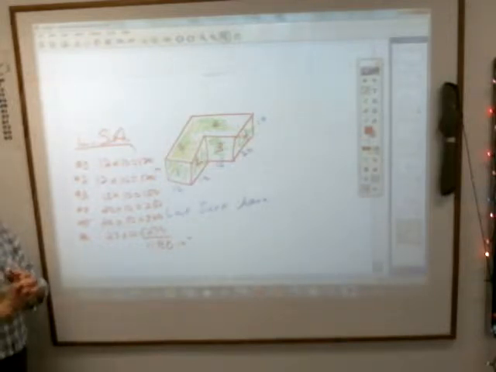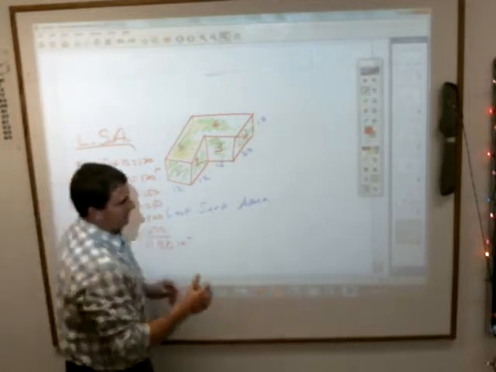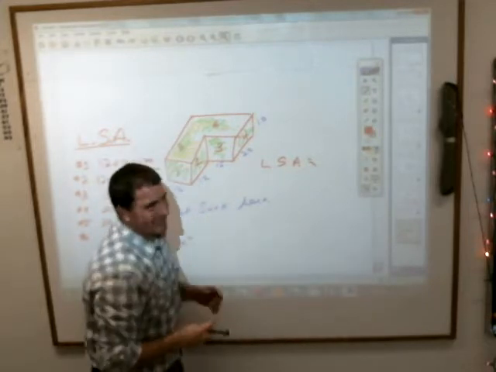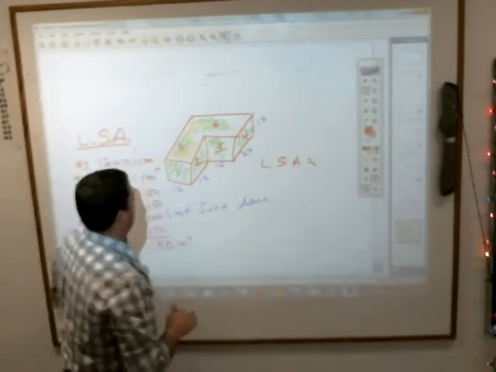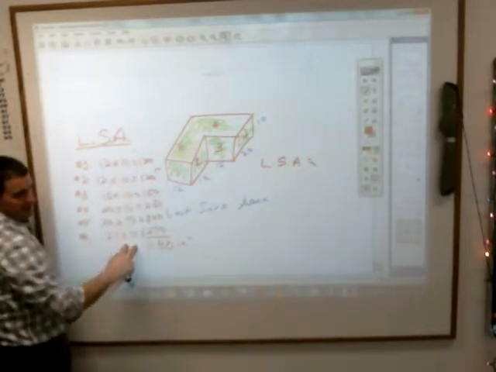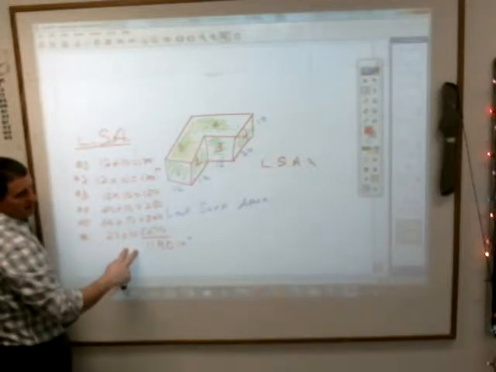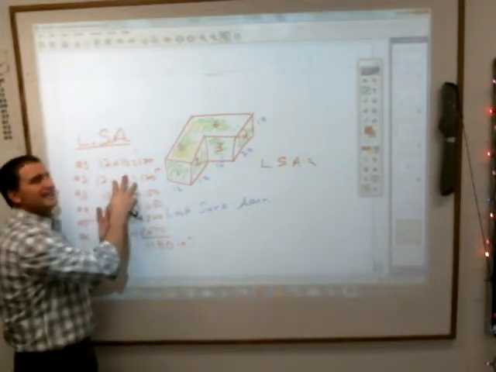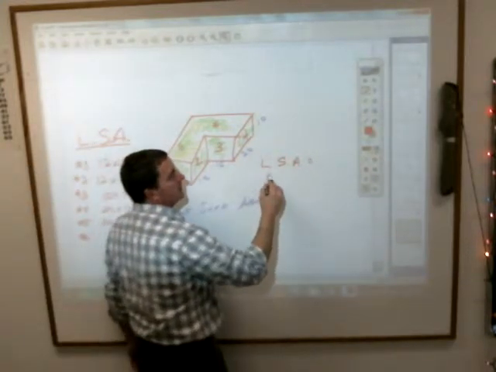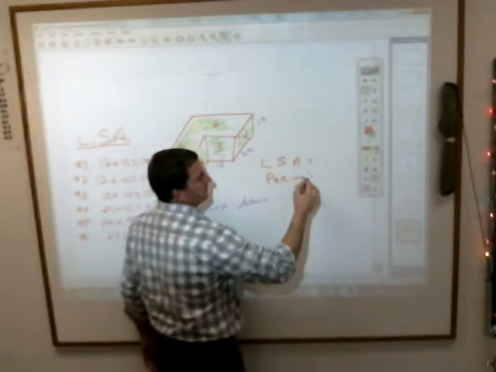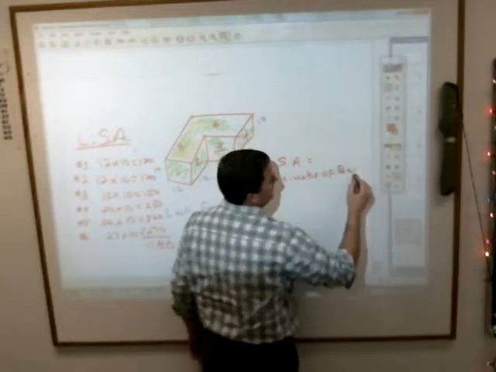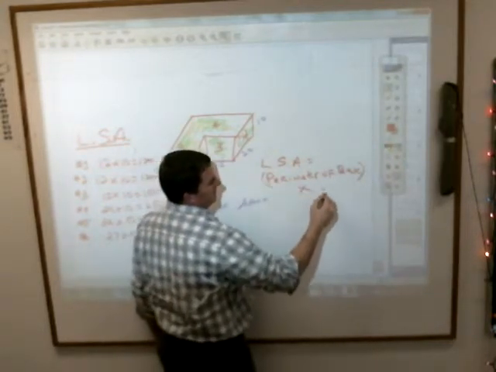To save yourself some time, there's a formula for lateral surface area. Maybe you'll be able to see this here. Lateral surface area can be more quickly done by, notice what we did here? Every one of these things we multiplied by 10, by the height, every one of them. So instead of doing each one individually, you can combine the whole process into one by doing the perimeter of the base times the height.